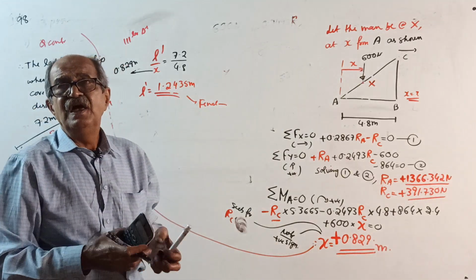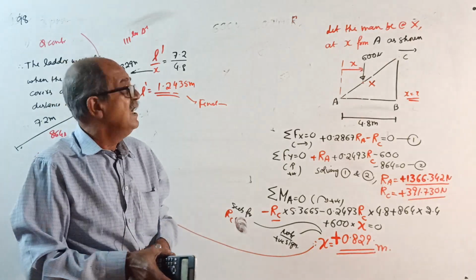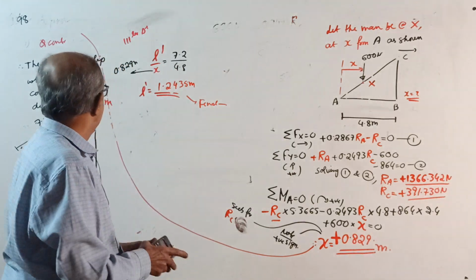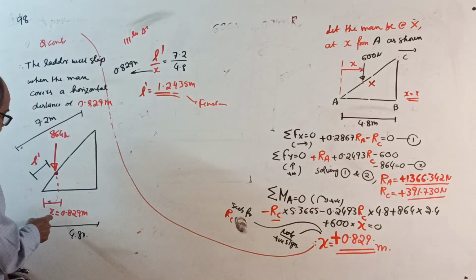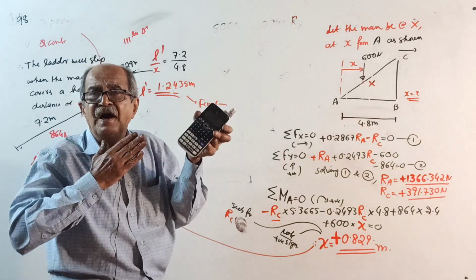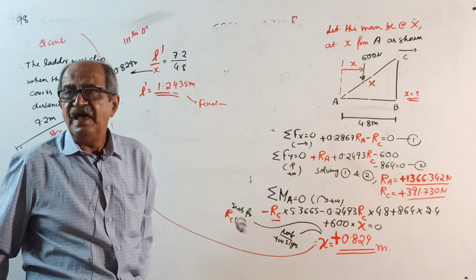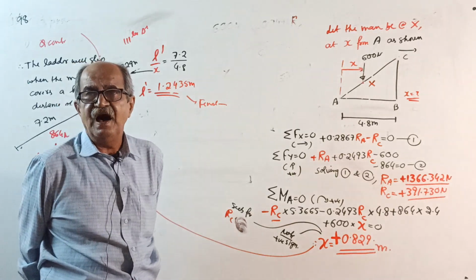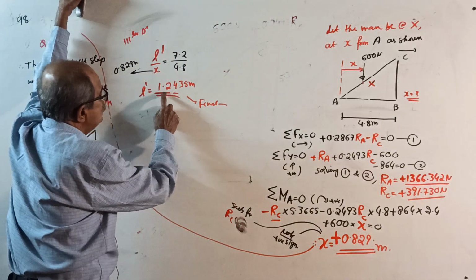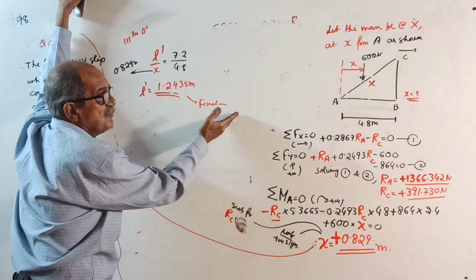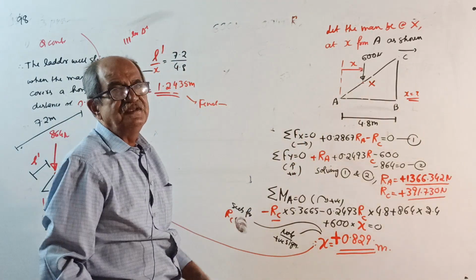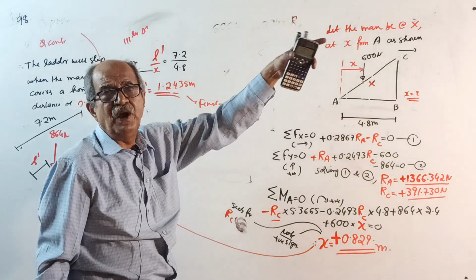The question is how far along the ladder the man can move, ascend. The question is along the ladder. Horizontally you got it, but you want the distance along the ladder. The man can ascend a distance of 1.2435 meter along the length of the ladder, that is somewhere here. When he moves that much distance, the ladder will slip. The maximum possible answer is 7.2 meter.